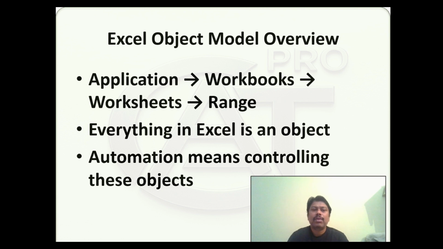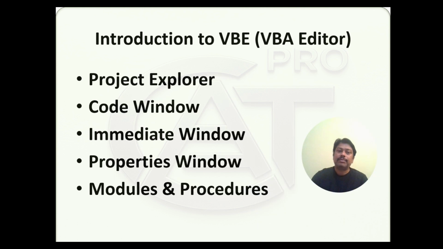Here is the Excel object model review, because obviously anything in Excel is an object, like application, workbooks, worksheets, and range. Range may be a single cell or multiple cells. Everything in Excel is an object. Automation means controlling these objects, meaning we would be able to control Excel.